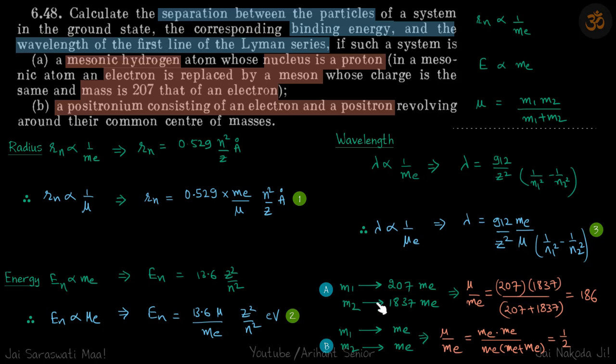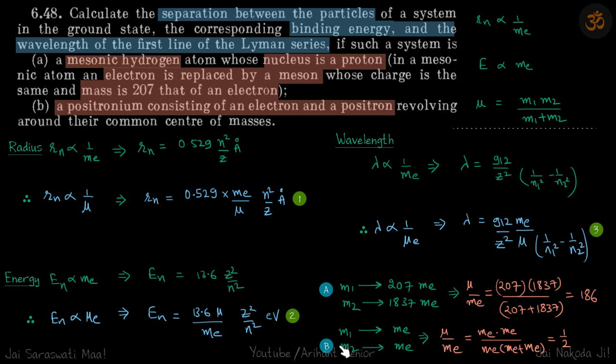Now the first case, the mesonic hydrogen. In that system, M1 is equal to 207 times Me and M2 is equal to 1837 times Me. We'll put that value from here and find the value of mu by Me, which is this. Then we can put this value of mu by Me in this equation, and we'll put n as 1 and Z also as 1, and we'll get our answer.